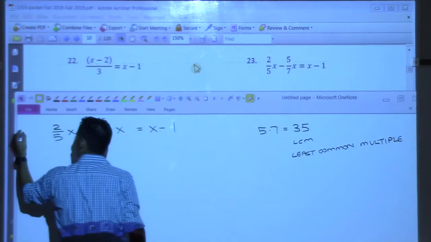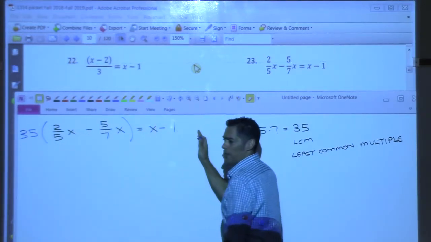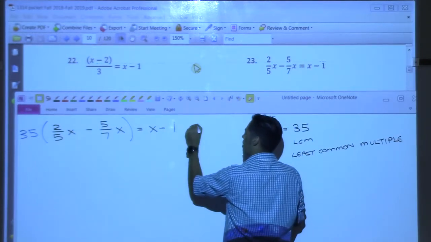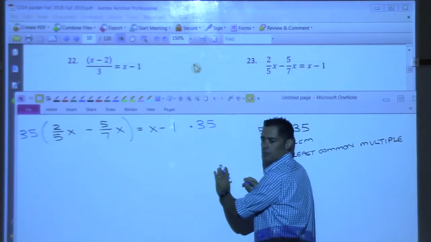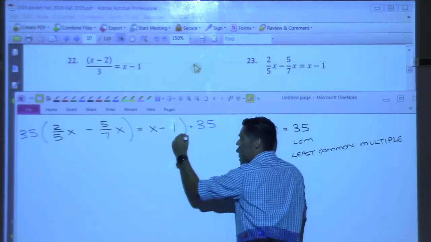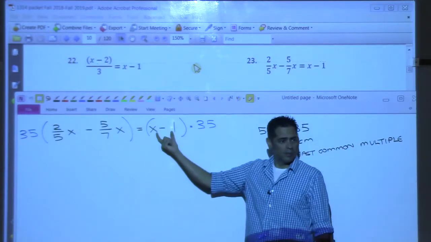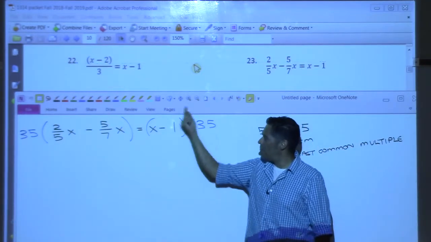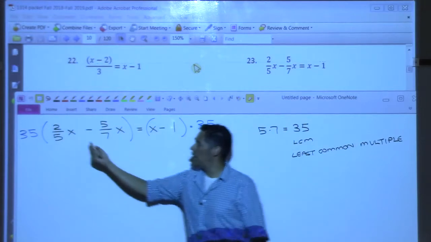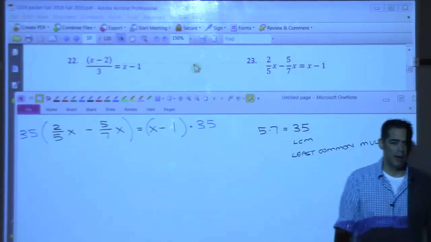So I'm going to multiply this side by 35. Okay, over here I'm going to multiply by 35 also. Do I need parentheses? How many terms do you have? 2 terms, right? You have to have parentheses. Do y'all see that that's 2 terms? Okay, so the 35 must go to each one, and then here the 35 must go to each one. All right. You ready? Here we go.